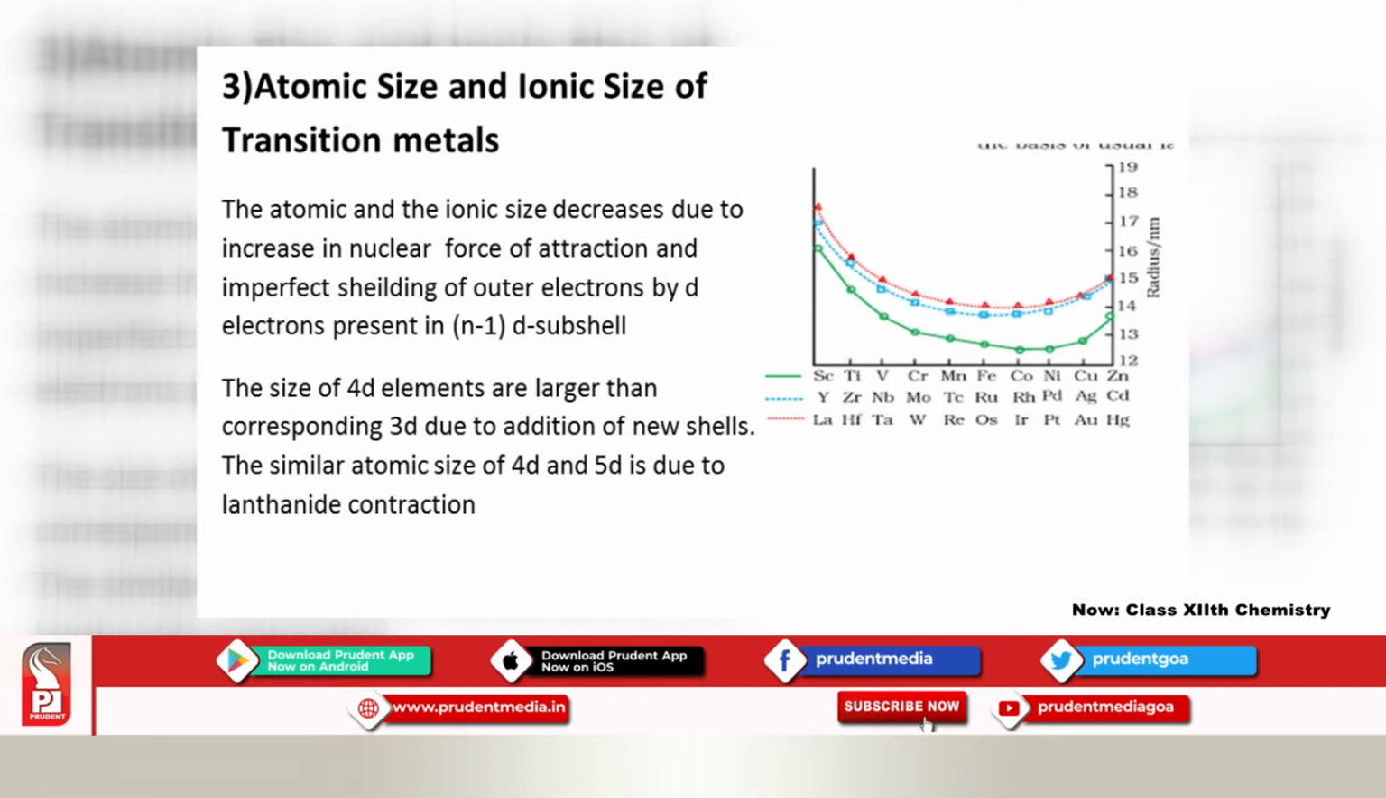The size of 4D elements is larger than the corresponding 3D due to the addition of new shells. 4D has an extra shell and 5D has one more extra shell. That is the reason. In 4D and 5D, the size keeps on decreasing, and when nearing palladium, silver and cadmium, platinum, gold and mercury, the sizes are almost the same, approximately similar. The reason is nothing but lanthanoid contraction, which makes them similar in size.